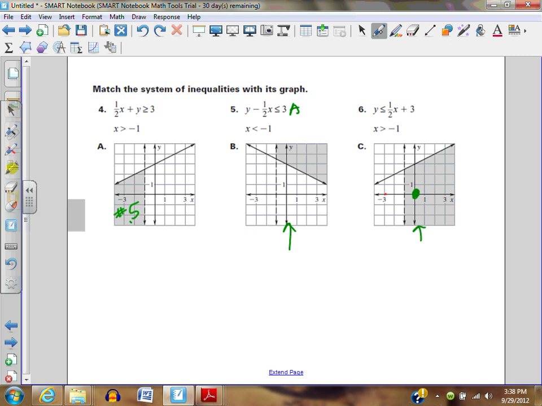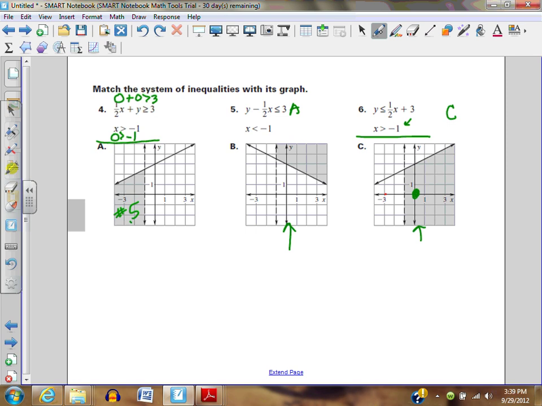So I'm going to go to 4, and I'm going to go to 6, and I'm going to try my 0, 0. Is 0 greater than negative 1? Yeah, but this is the same equation. So 0 is greater than negative 1, so 0, 0 works in the bottom one. I'm going to have to try the top. If I use 0, 0 in the top, 0 times 1/2 is 0, plus 0 is greater than 3. Oh no, that doesn't work. So C cannot be 4, and it can't be 5. So C must be 6.